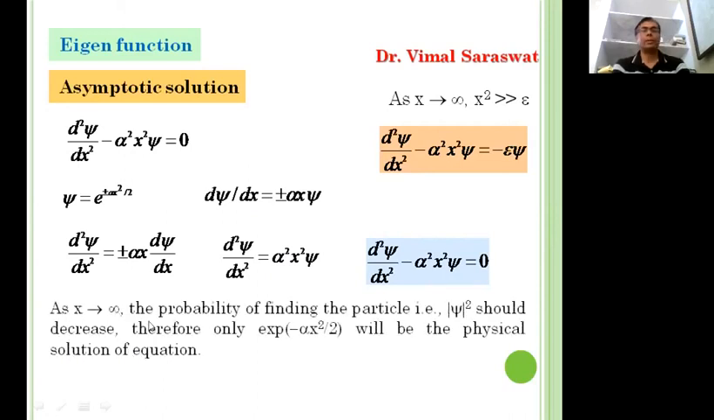As x tends to infinity, the probability of finding the particle should decrease. But if we substitute psi equal to exponential alpha x square by 2, then as x tends to infinity, psi tends to infinity. It means the probability of finding the particle will be infinite, which is not possible. Therefore, only exponential minus alpha x square by 2 will be the physical solution of the equation. It means the solution of this equation will be psi equal to exponential minus alpha x square by 2. So this will be our physical solution.